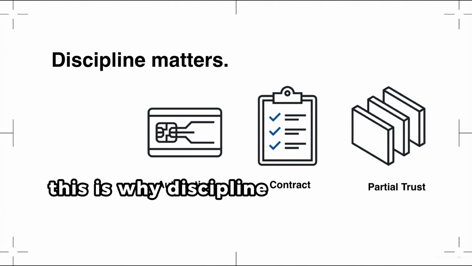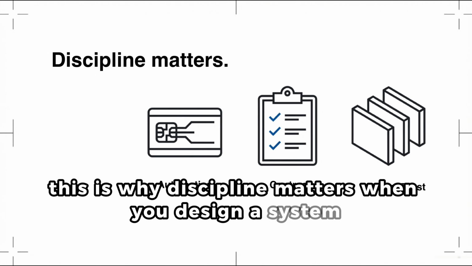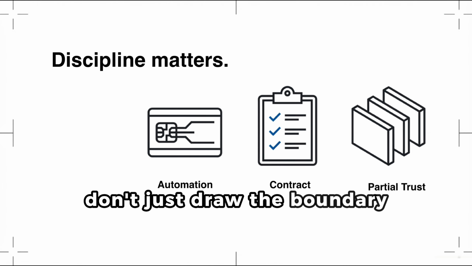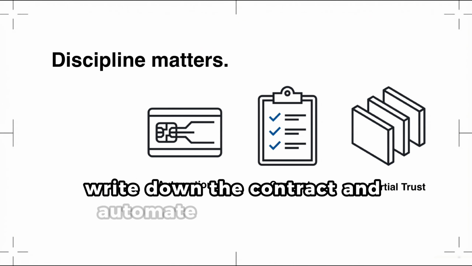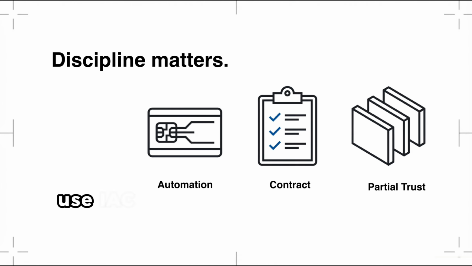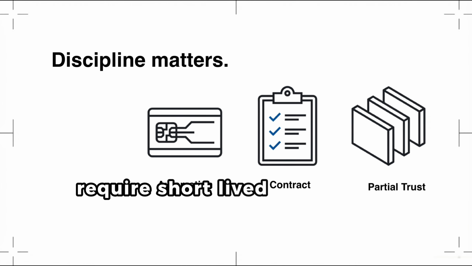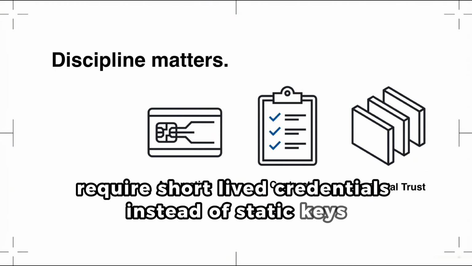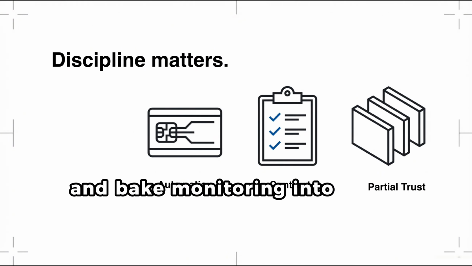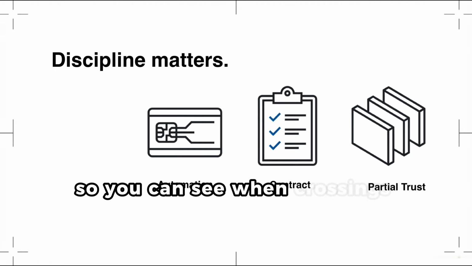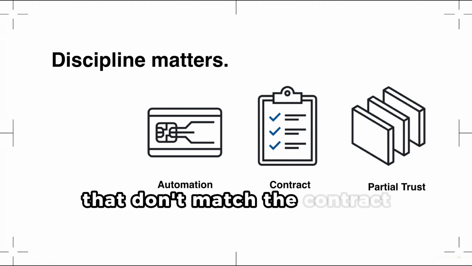This is why discipline matters. When you design a system, don't just draw the boundary, write down the contract and automate the enforcement. Use IaC to prevent ad hoc changes, require short-lived credentials instead of static keys, and bake monitoring into every boundary so you can see when crossings happen that don't match the contract.